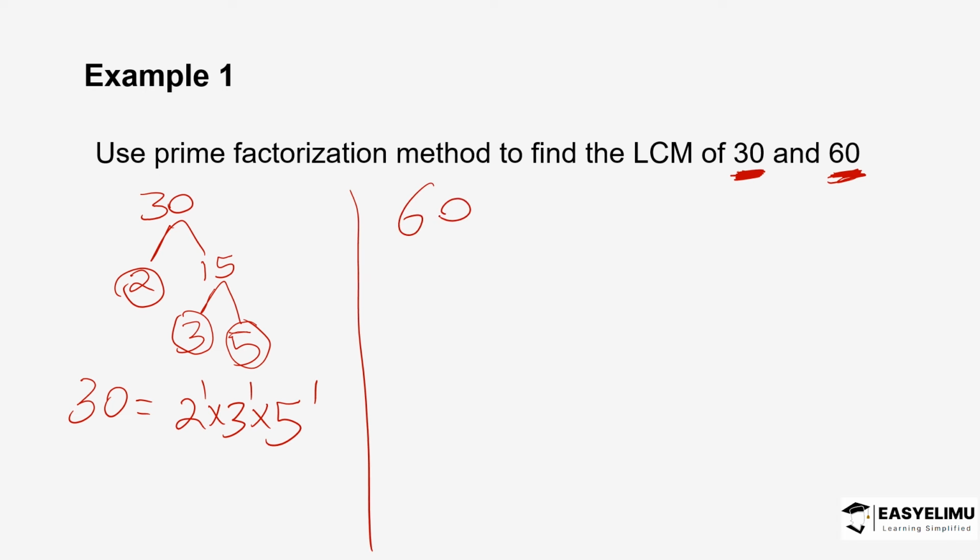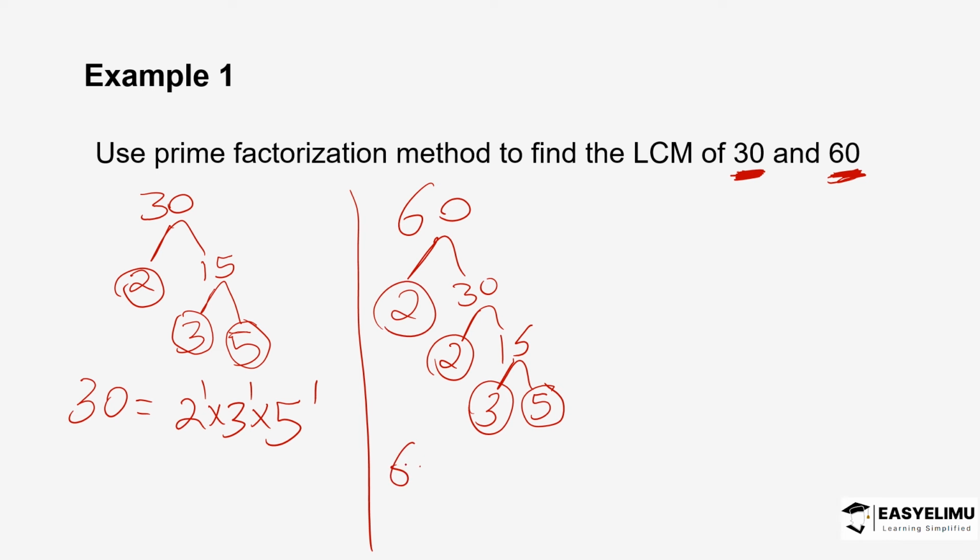Let me look at 60 then. For 60, we start with 2, which goes into 60, 30 times. Again, 2 goes into 30, 15 times. 3 goes into 15, 5 times. So once we have the prime number here, we stop, and then we only pick these numbers. So it means 60 can be written as 2 times 2 times 3 times 5.